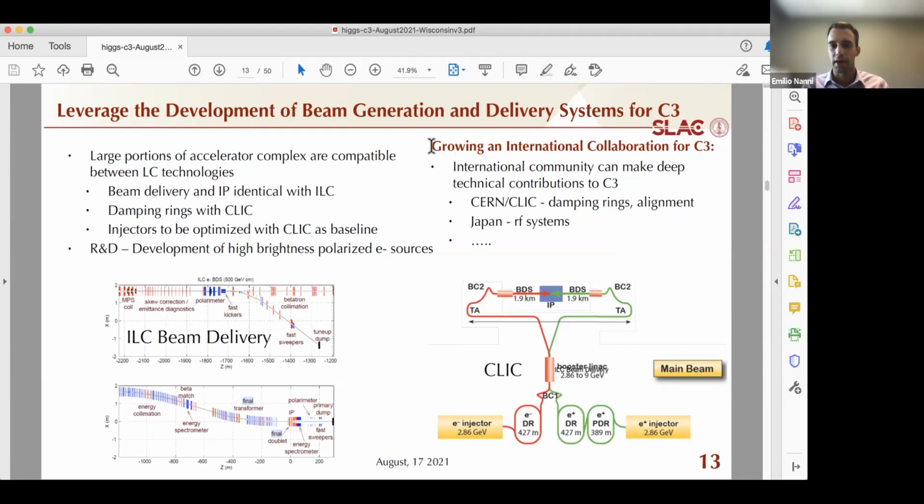So we are very interested now at this stage in terms of growing an international collaboration. We've really started to talk more with the CLIC community, and we're planning on growing that discussion further. You can imagine a scenario where CERN and CLIC really contribute to the damping rings, alignment. Japan could be the RF systems, and of course, many other possibilities, including US partners as well.